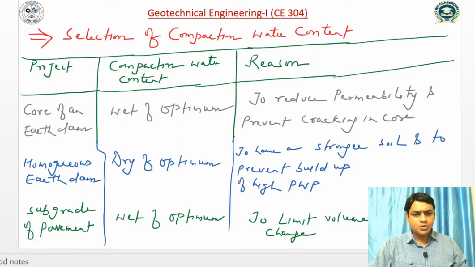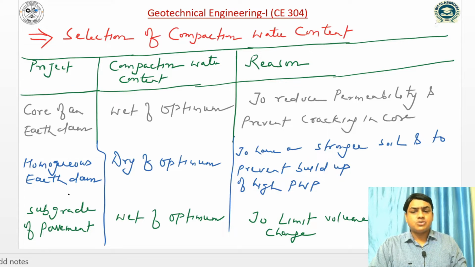Let us start with the selection of compaction water content. In various projects, we have to decide which side of optimum we prefer. In the core of an earth dam, we prefer the wet side of optimum to reduce the permeability and prevent cracking. We know that the permeability is less on the wet side of optimum, and our main motto is to reduce the permeability in the core of an earth dam. So generally we prefer the wet side of optimum.